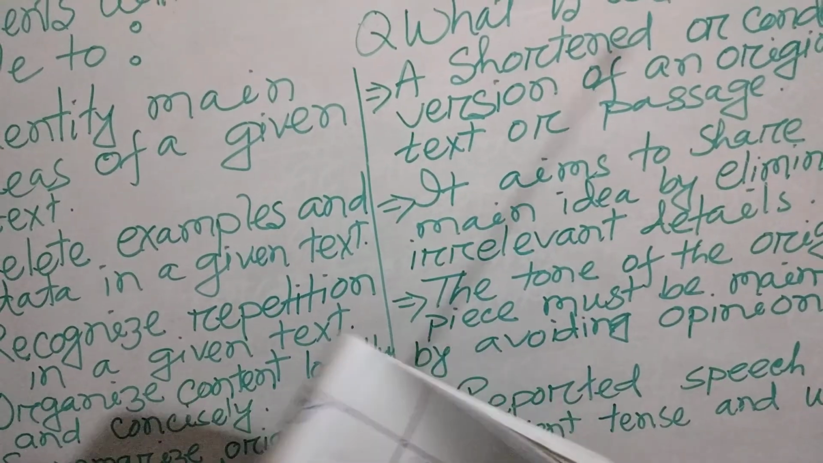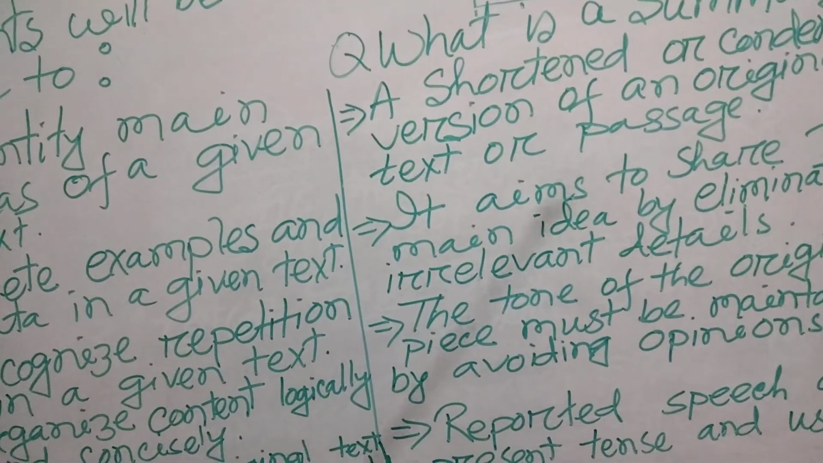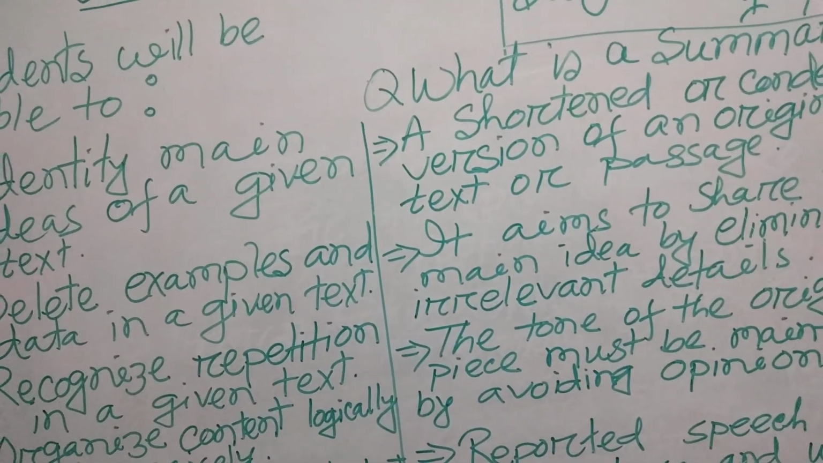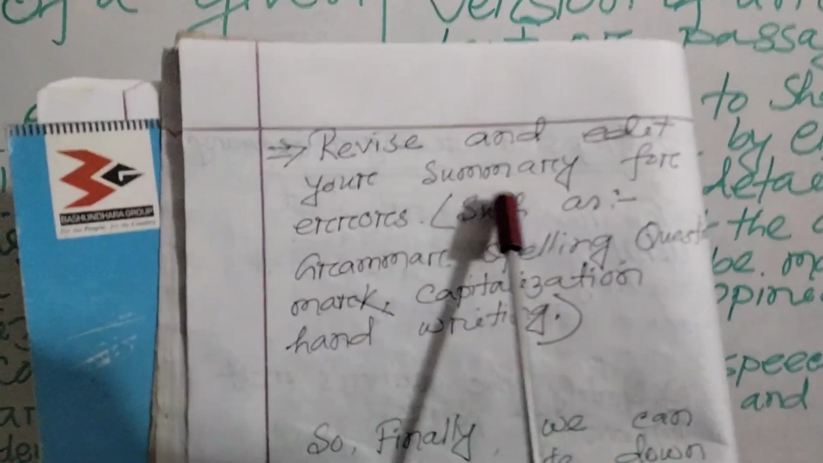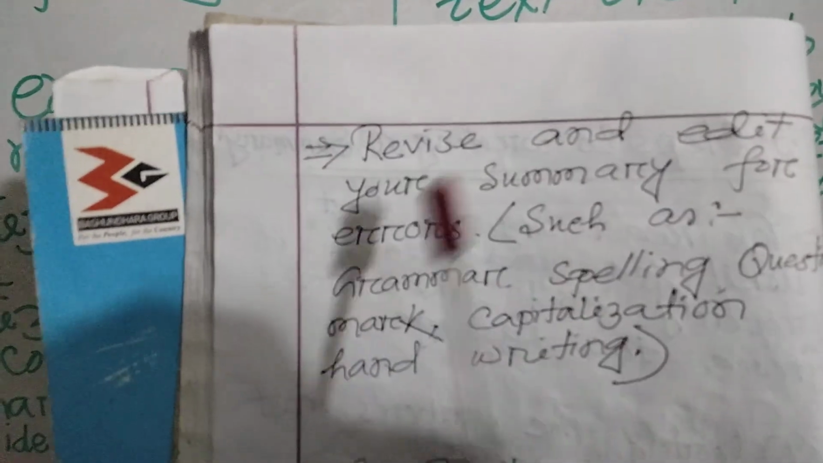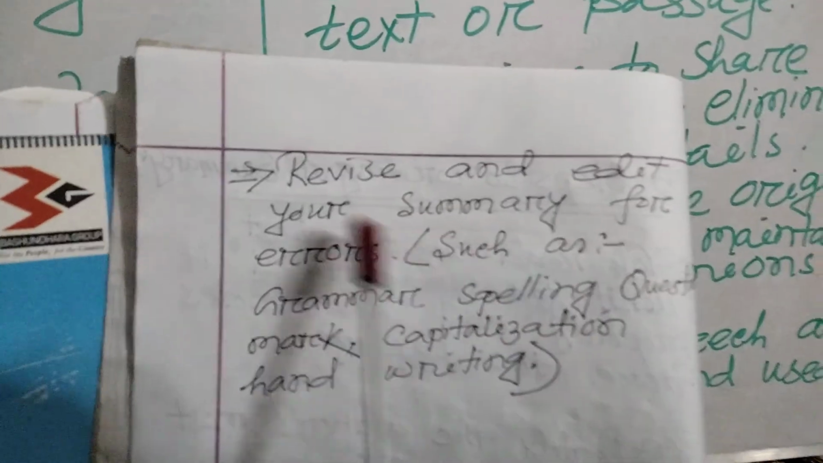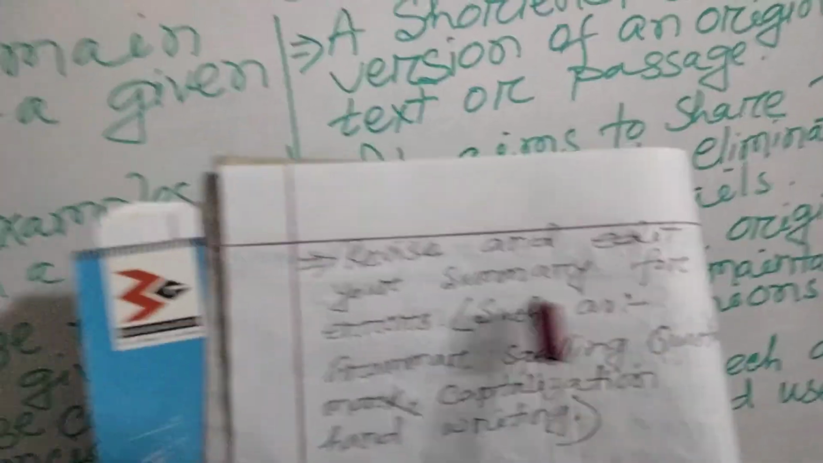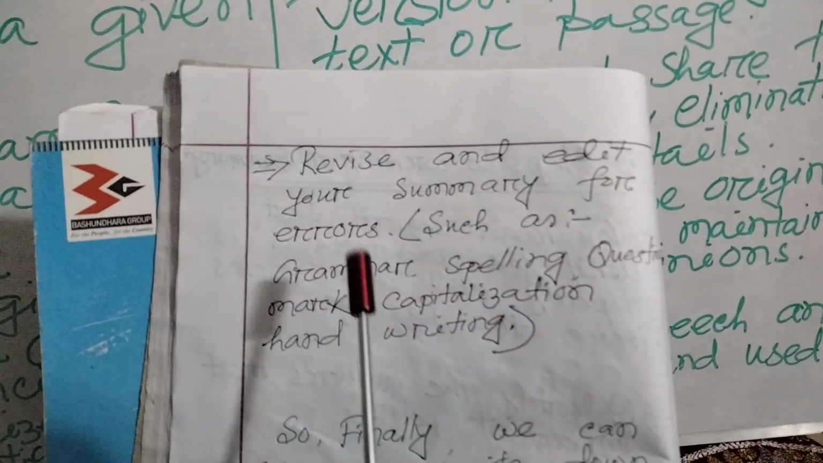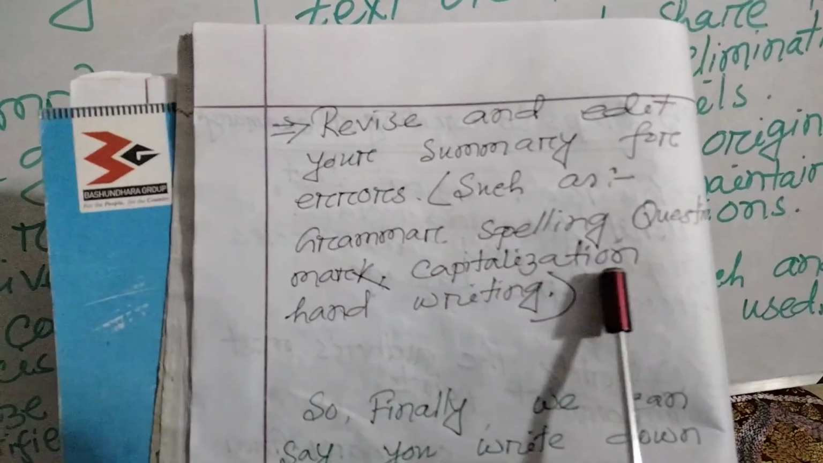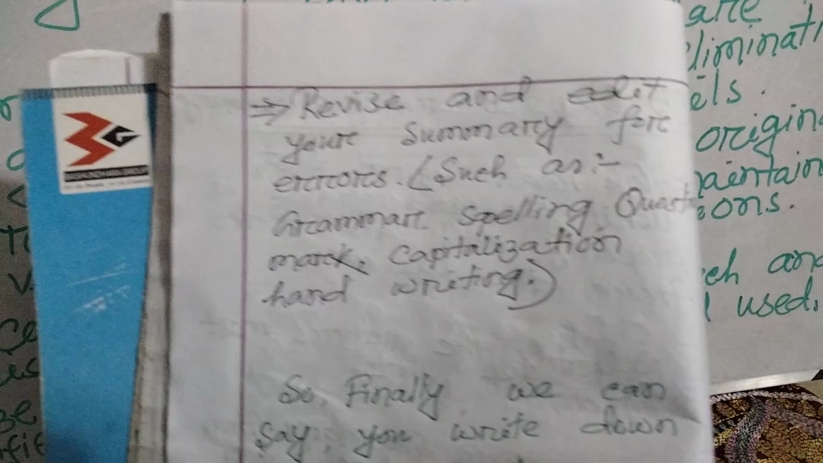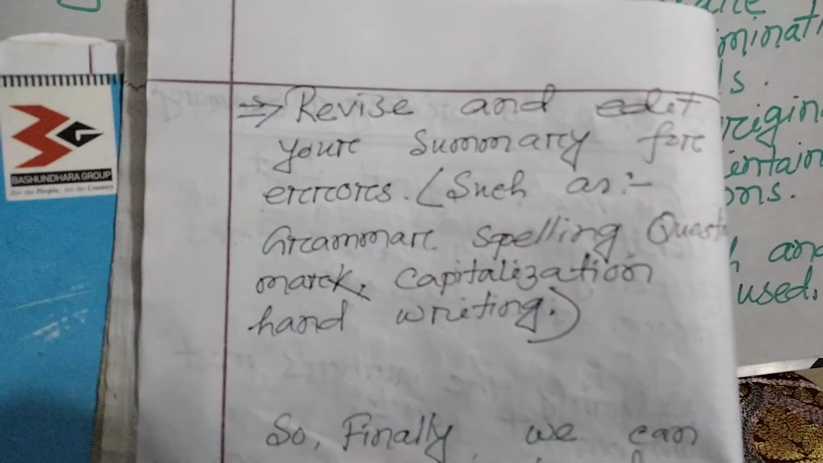Okay, another step: revise and edit your summary for your errors. In the last stage, you revise and edit your summary for errors such as grammar, spelling, punctuation, capitalization, handwriting, etc. So you can revise one last time.